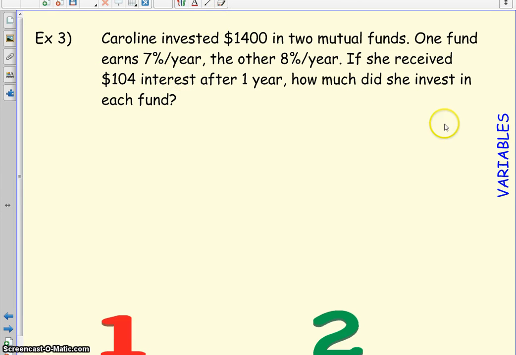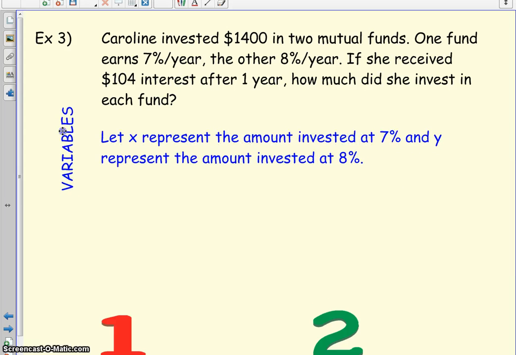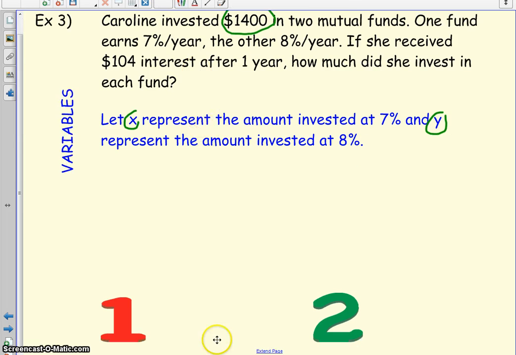Okay, so we'll define our variables first. I'm going to use x and y again. So x will be the amount invested at 7% in that fund, and y will be the amount invested at 8% in that mutual fund. To do the equations, the first thing I notice here is we invest $1,400 in total. That's the amount Caroline put in up front. So whatever amount invested at 7% plus whatever amount invested at 8% was $1,400. That gives us our first equation, x plus y equals 1,400.